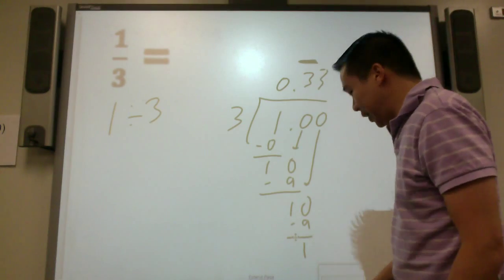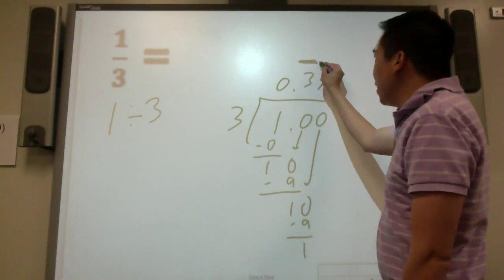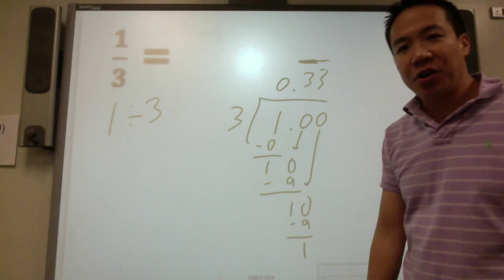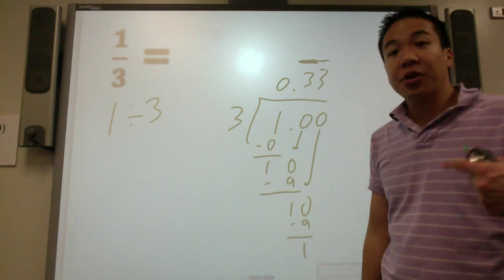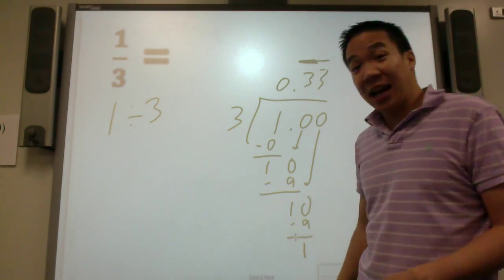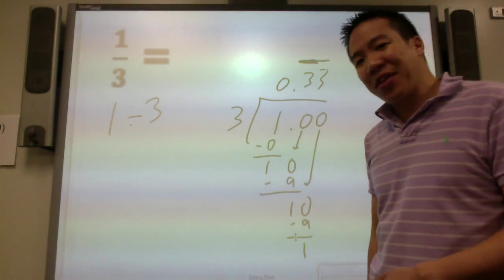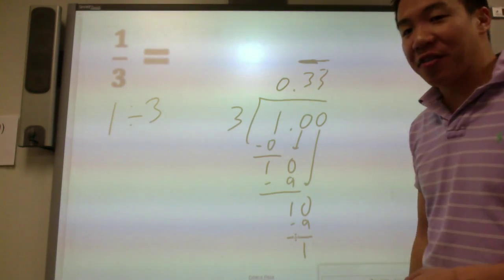I'm just going to draw a repeating bar. So 1/3 is 0.3 repeating. It's 3 that goes on forever and ever. If you get a calculator and do 1 divided by 3, you'll notice it also keeps going forever and ever.